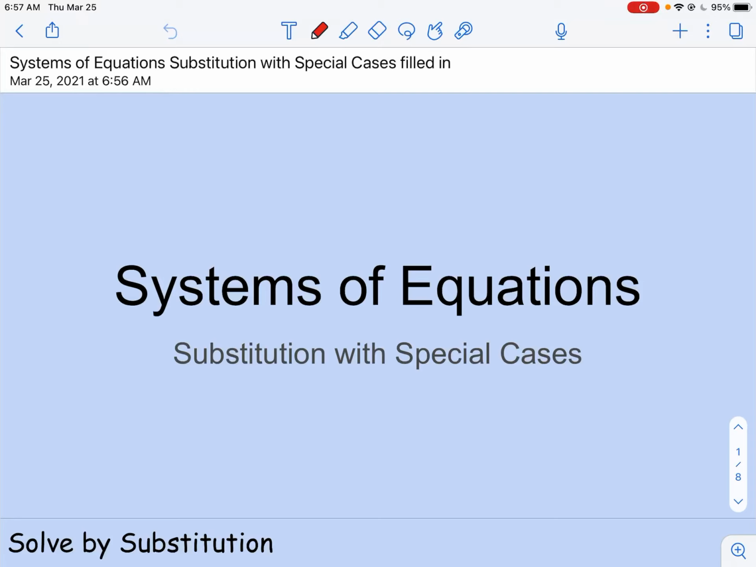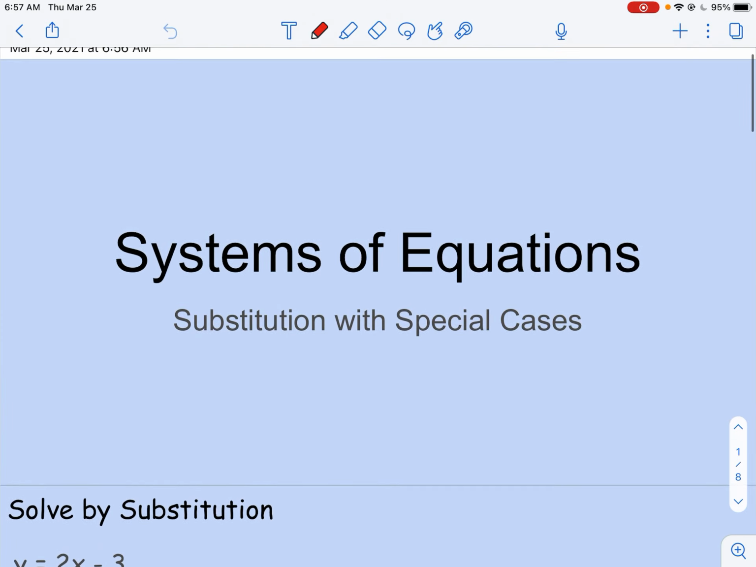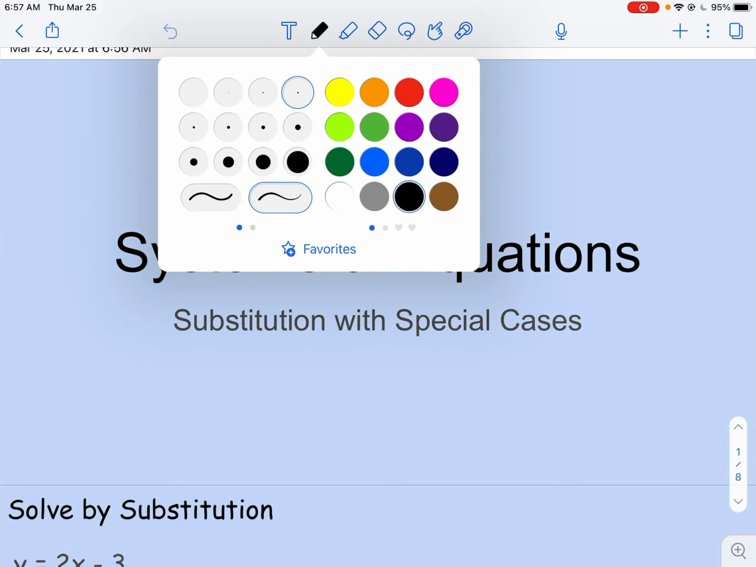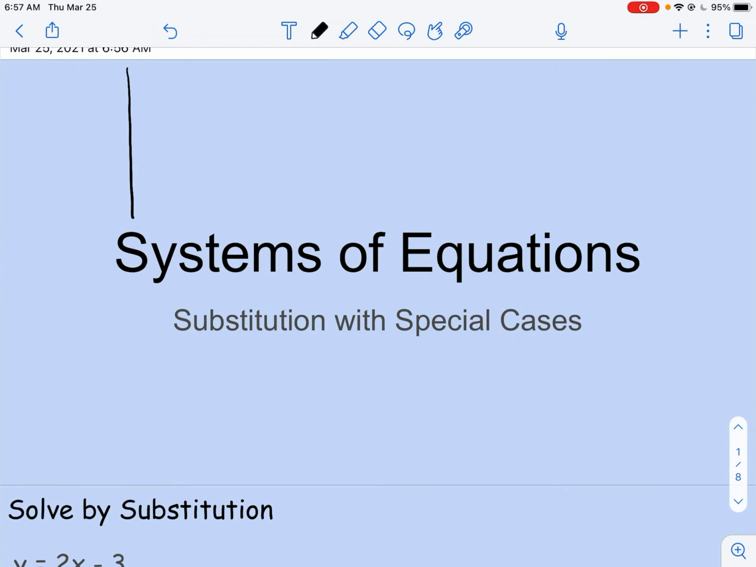We've done systems of equations with substitution, but we haven't really talked about special cases. Now I want to remind you that when we were graphing systems of equations, there were three different types that we could get.